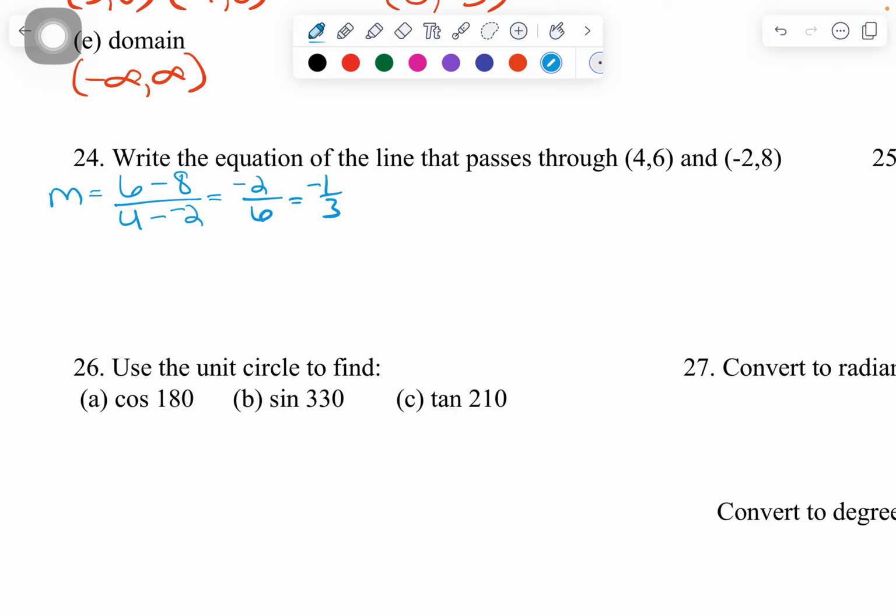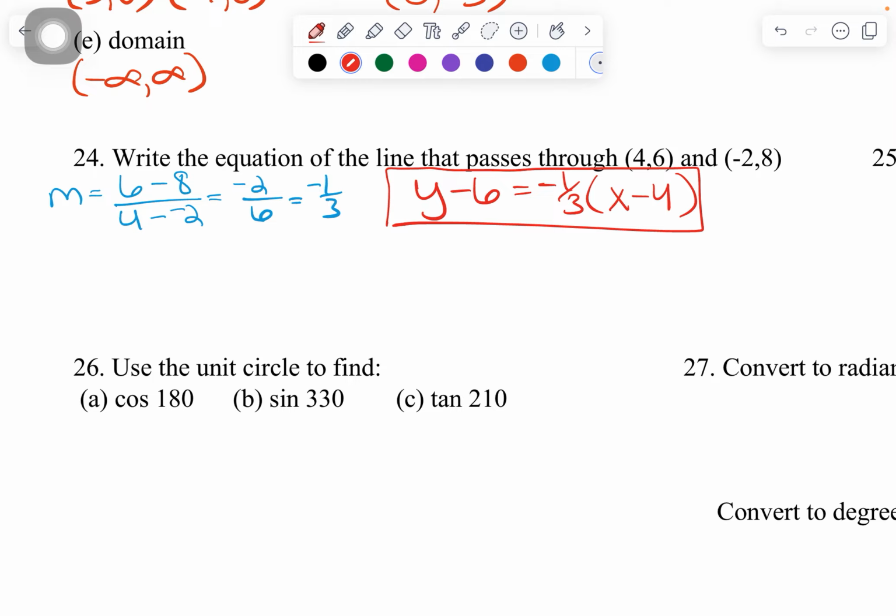There are a couple of different ways to write the equation of a line. I'm actually going to use point slope form. And that's going to be y minus, you pick either point, by the way, it doesn't matter. I'm going to go with the 4, 6 point. So y minus 6 is equal to negative 1/3 times x minus 4. And that's honestly the equation of a line, right? You are welcome to leave it that way. If you don't want to leave it that way, that's fine.